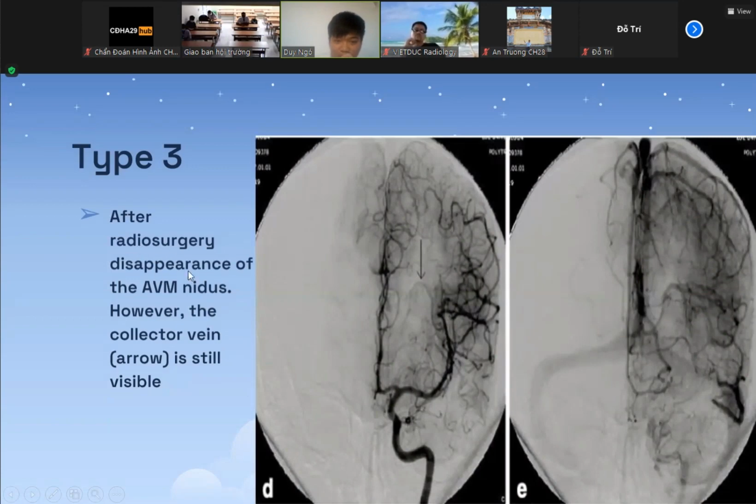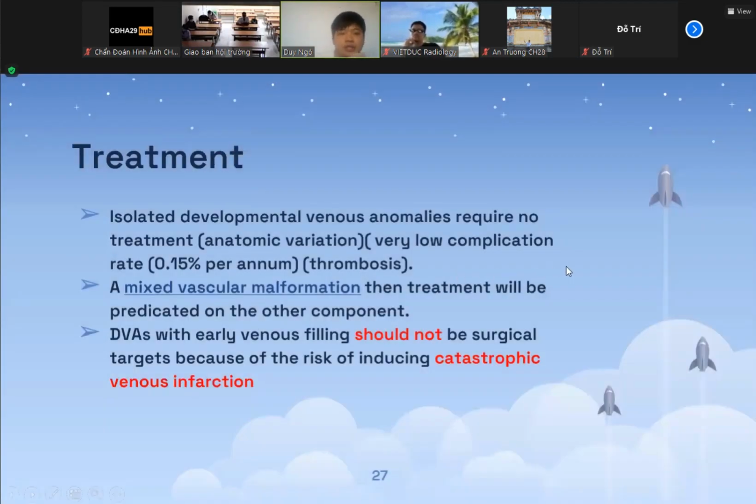Here after the radial surgery, you can see the disappearance of the AVM nidus. However, the collecting vein is still visible after the radial surgery. Okay, about treatment: an isolated developmental venous anomaly normally requires no treatment, because it is considered just an anatomic variation. It normally does not cause any kind of neurologic parenchymal problem or hemorrhage. So it requires no treatment.